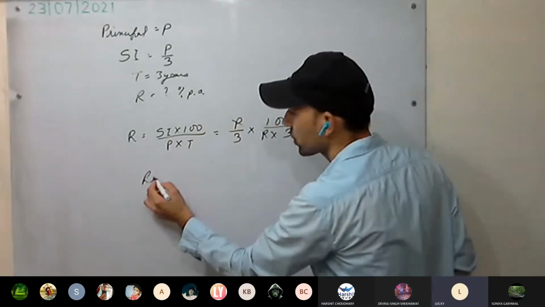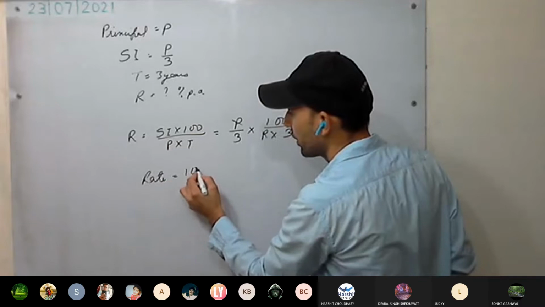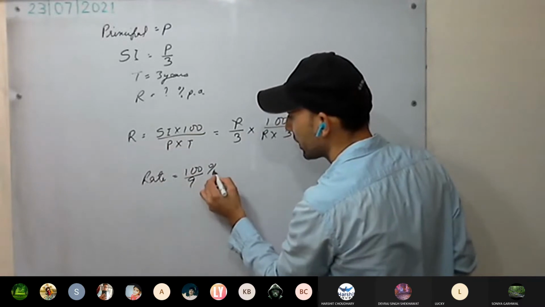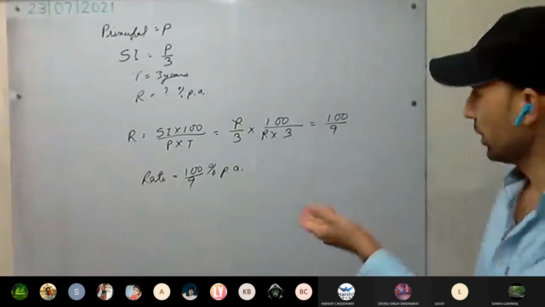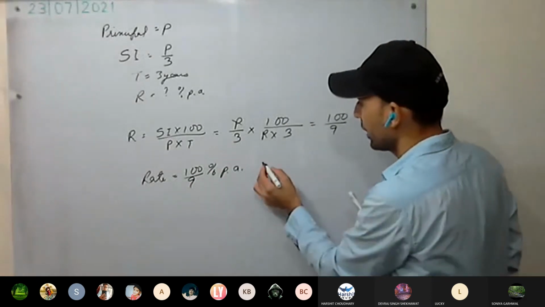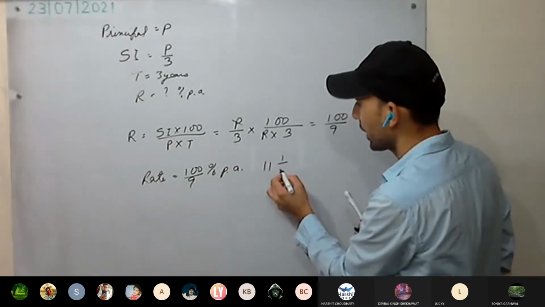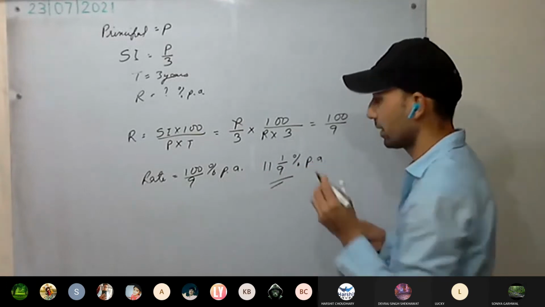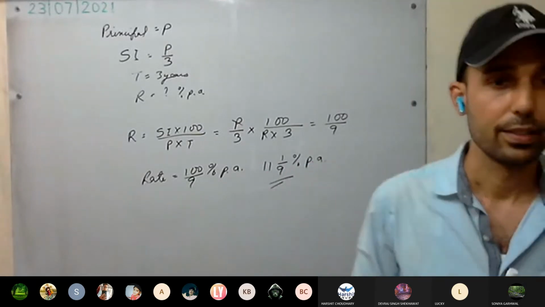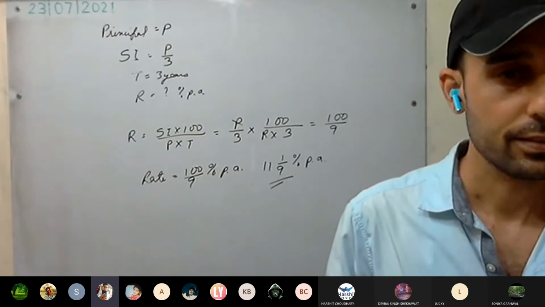So rate is how much? 100 upon 9% per annum, or you can do 11 1 by 9% per annum. You can do like this as well. Is this clear? Yes, sir.